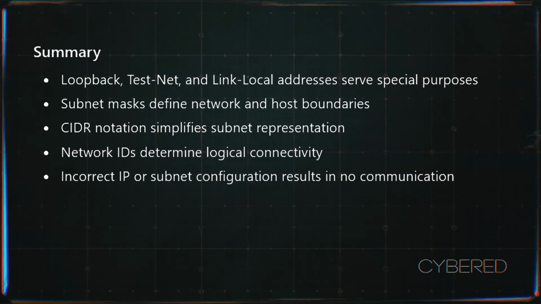So here's a quick summary. Loopback, Testnet, and Link Local addresses serve special purposes. Subnet masks define network and host boundaries. CIDR notation simplifies subnet representation. Network IDs determine logical connectivity. Incorrect IP or subnet configuration results in no communication. This foundation leads directly into subnetting and VLSM, which builds on these concepts.